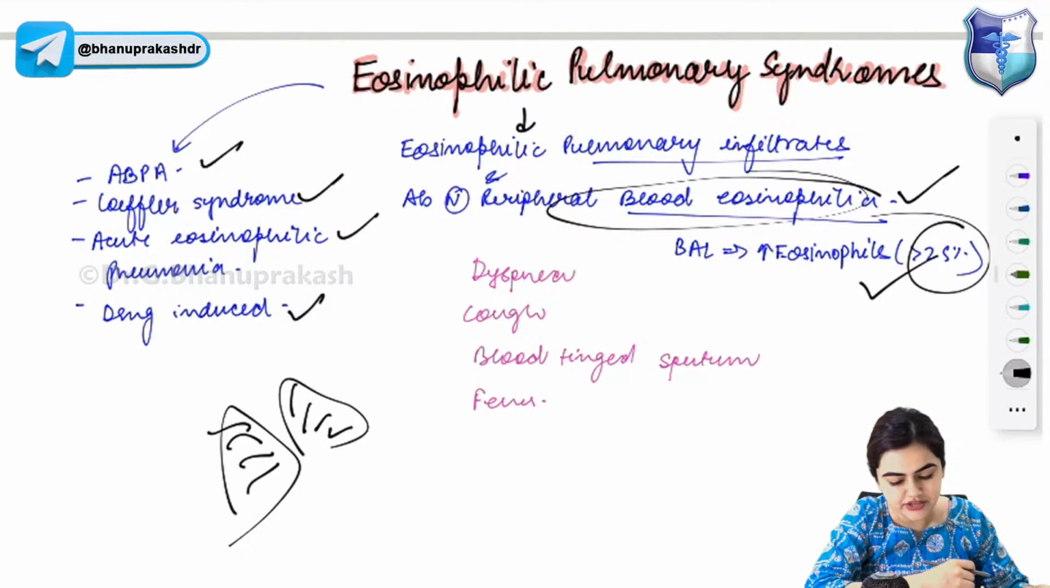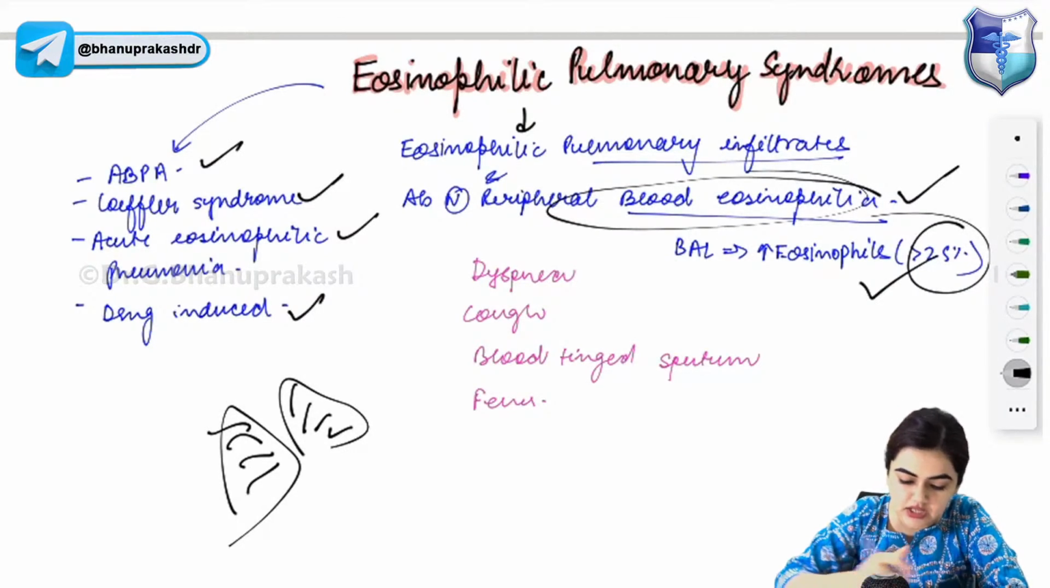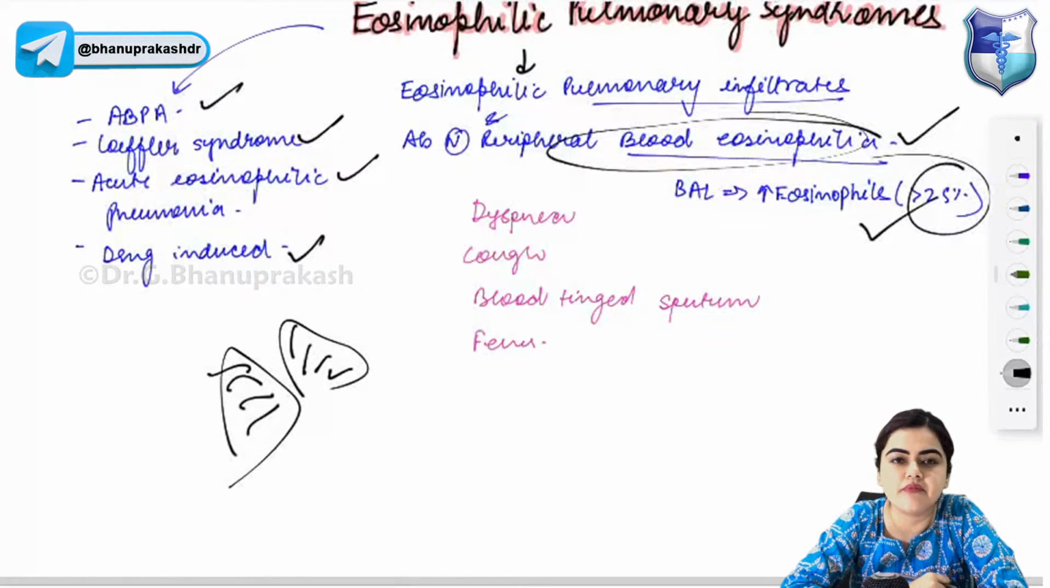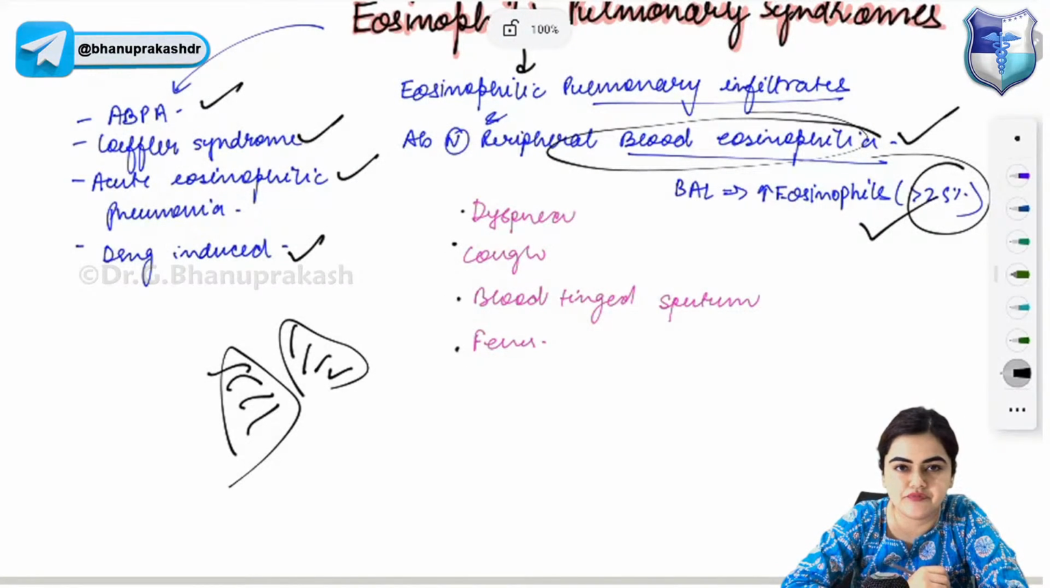Okay, so drug-induced eosinophilic pulmonary syndromes include NSAIDs, nitrofurantoin, and sulfonamides. Now coming to the history of eosinophilic pulmonary syndromes. Eosinophilic pulmonary syndrome will present with dyspnea, cough, blood-tinged sputum, and fever. These are the findings of eosinophilic pulmonary syndrome.